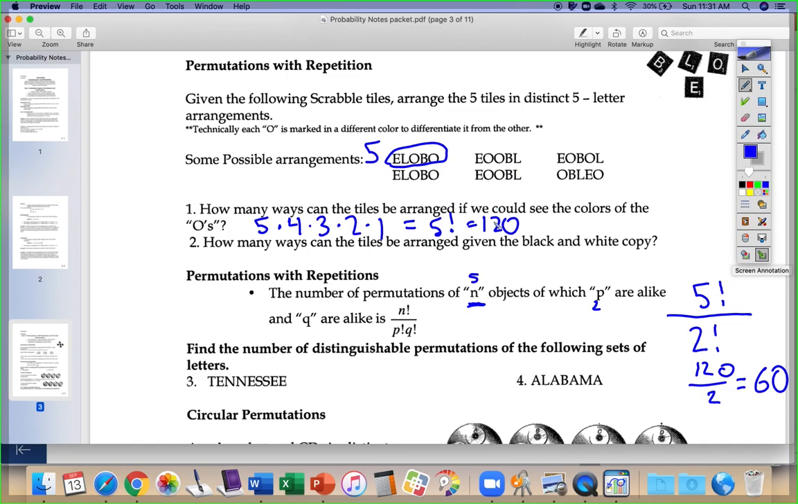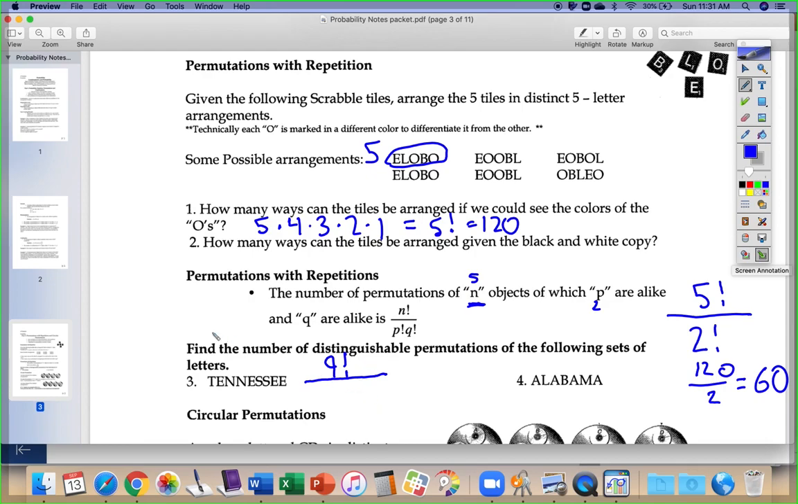There were no other repeats, so I didn't need the Q factorial or anything after that. Tennessee is way different. A lot of letters repeat. So it's saying, take the letters of Tennessee. How many ways can you make a permutation if they were all unique? 1, 2, 3, 4, 5, 6, 7, 8, 9 letters. So if they were all unique, there'd be 9 factorial ways of arranging them.